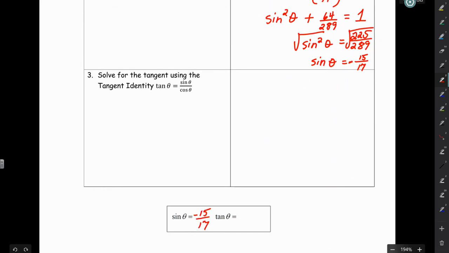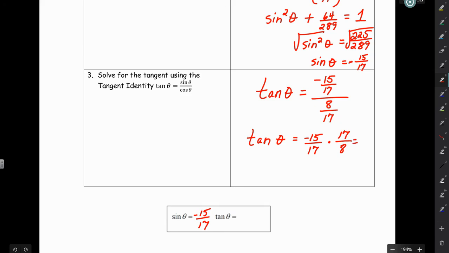Okay, last part, find the tangent. The tangent of theta is equal to the sine of theta over the cosine of theta. So in this example, the tangent of theta is equal to negative 15 over 17, all divided by the cosine, which we were told is 8 over 17. So the tangent of theta is equal to negative 15 over 17 times the reciprocal of the denominator. The 17s will cancel, so we're left with negative 15 over 8.